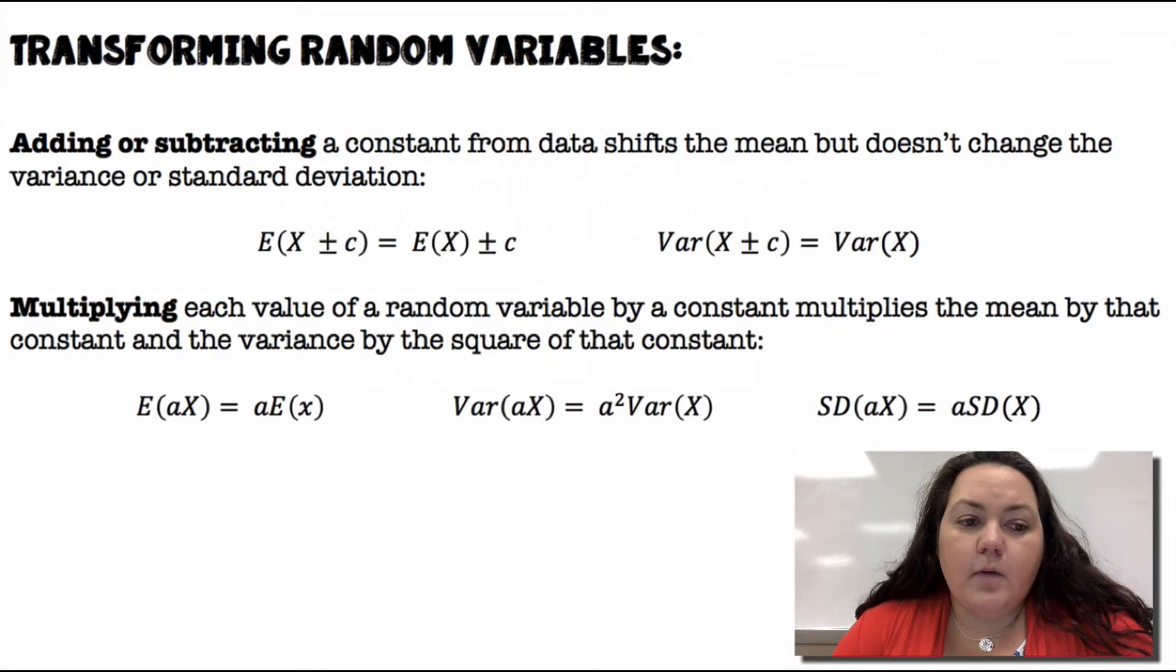Transforming random variables, adding or subtracting. A constant from data shifts the mean but doesn't change the variance or standard deviation. So if you add or subtract a constant, it's going to adjust the mean but not the standard deviation. And we've talked about this same thing before. Multiplying each value of a random variable by a constant multiplies the mean by that constant and the variance by the square of that constant.